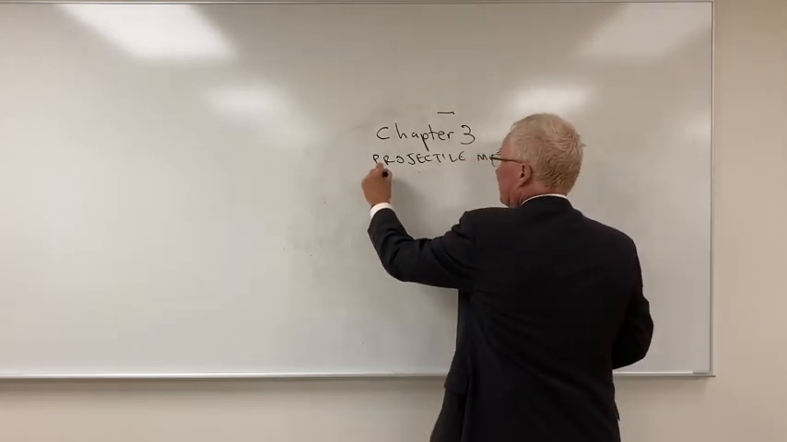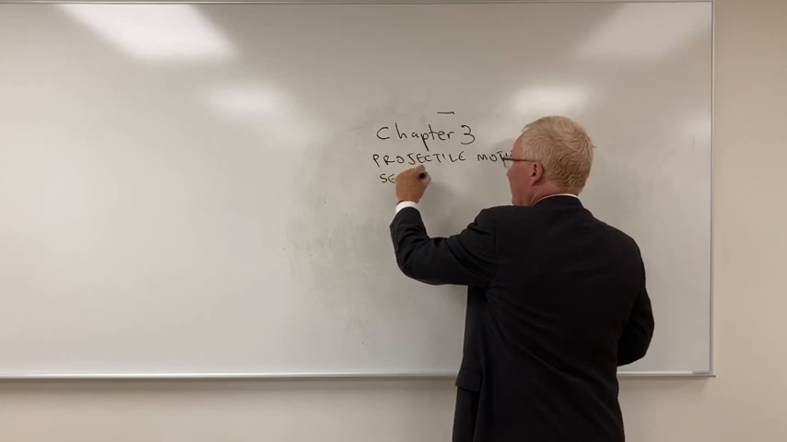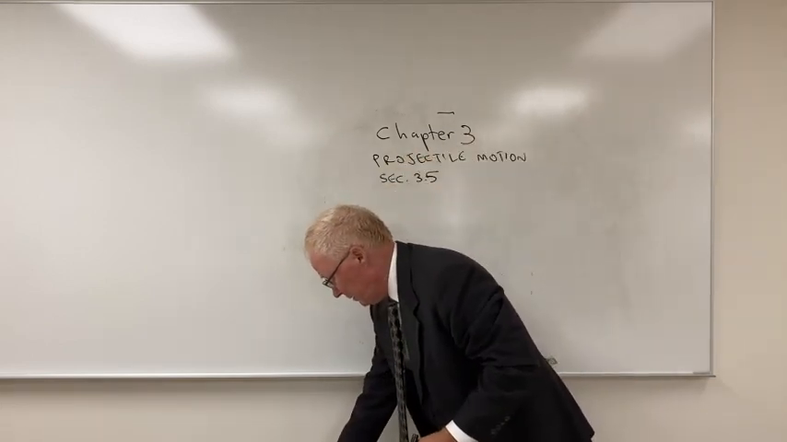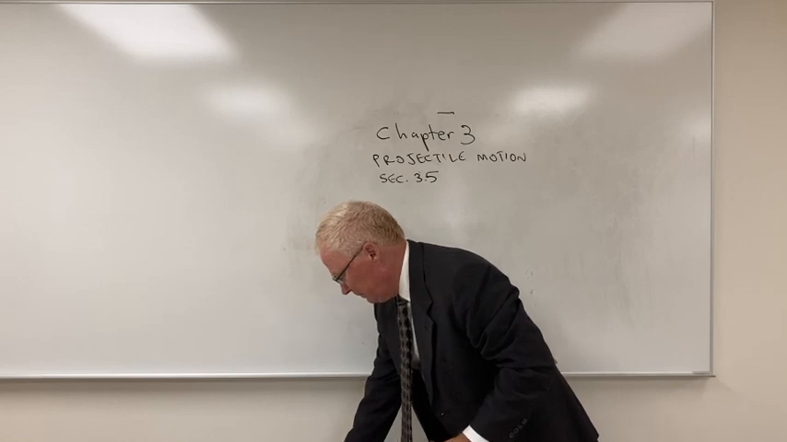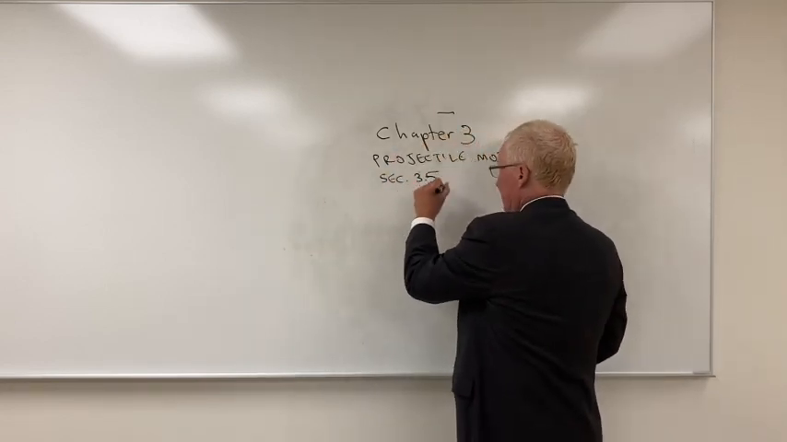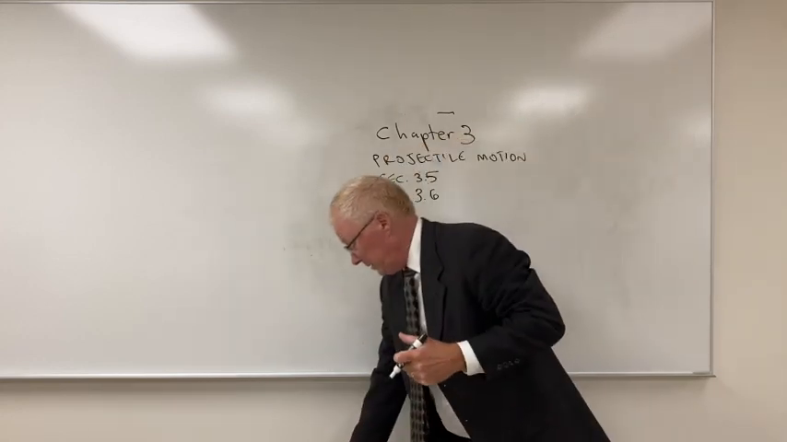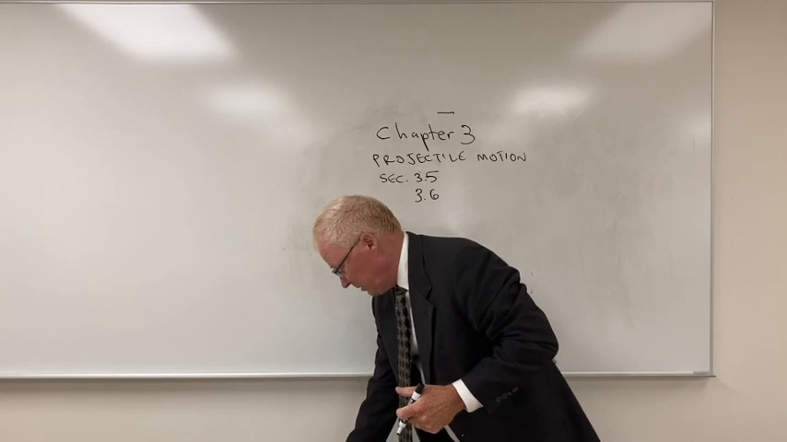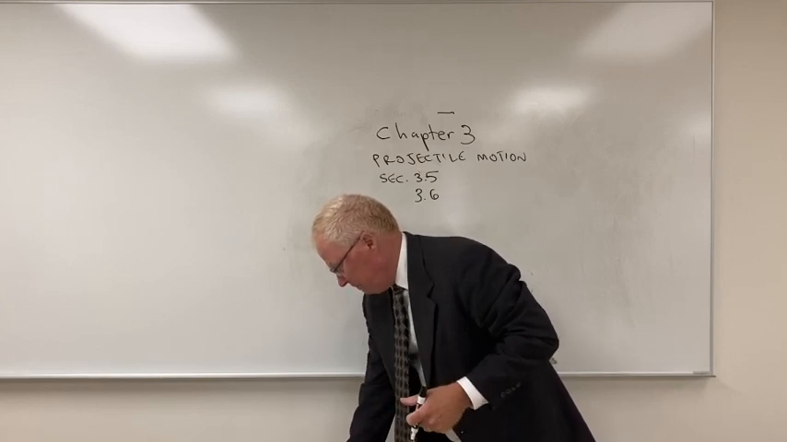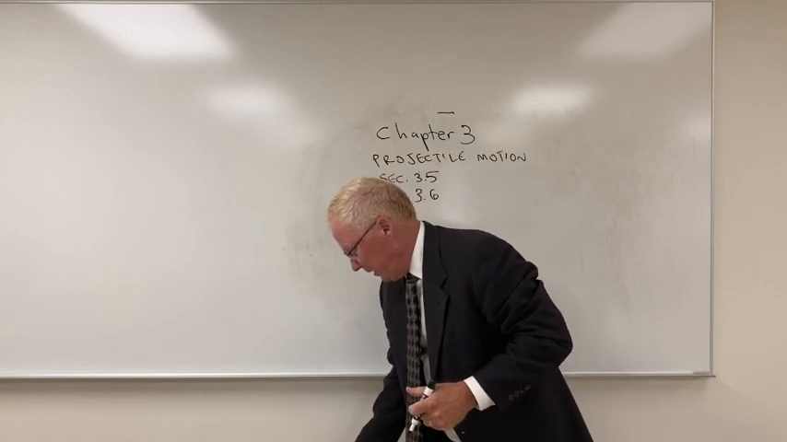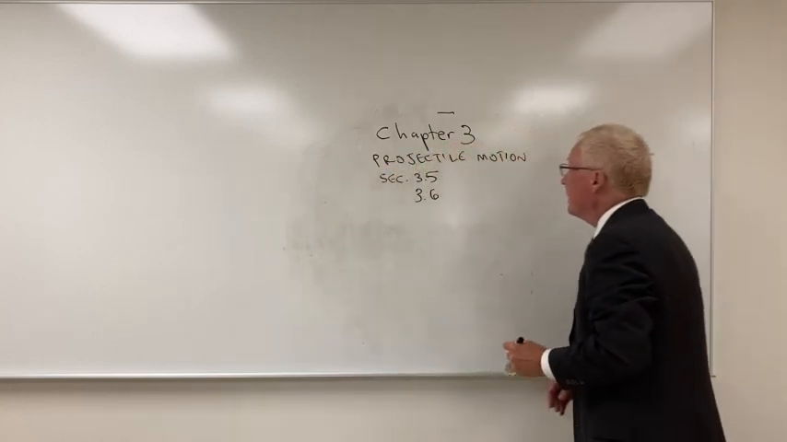And this will be section 3.5 and section 3.6. And that will be basically what we'll be doing this chapter as far as that is concerned. So what we're going to be looking at is two different types of projectile motion.